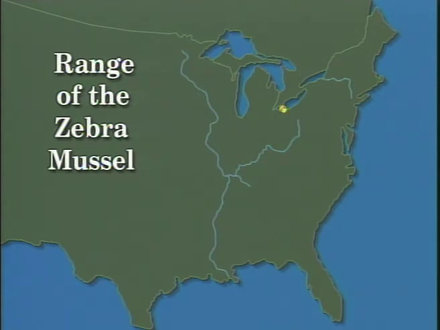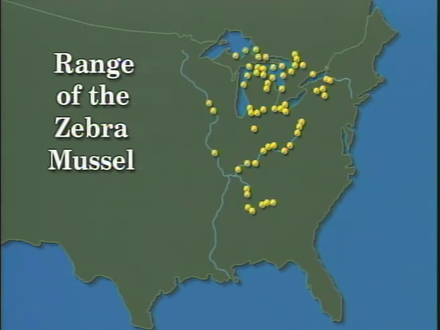Within a year, colonies of 30 to 40,000 per square meter were found in Lake Erie. By 1994, zebra mussels had spread to all of the Great Lakes, throughout the Mississippi Valley, and east to New York's Hudson River. And as they've spread, zebra mussels have left a path of serious problems.